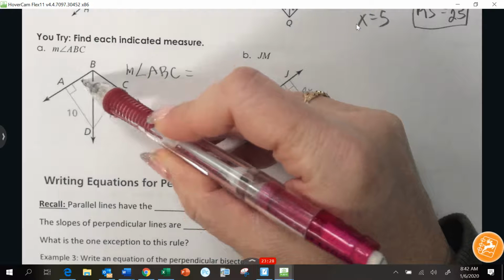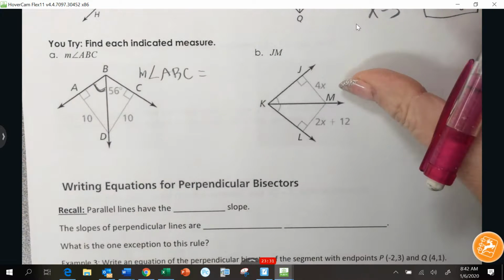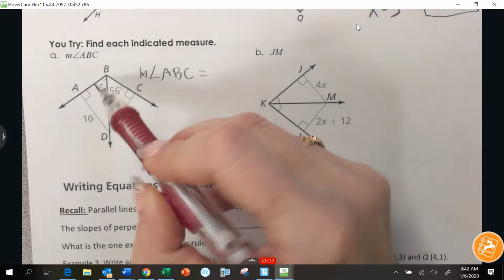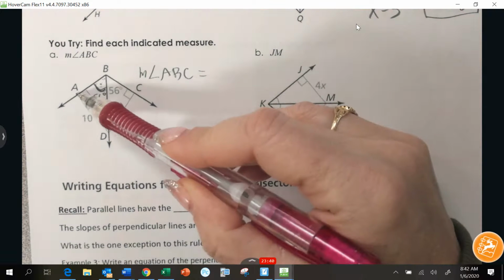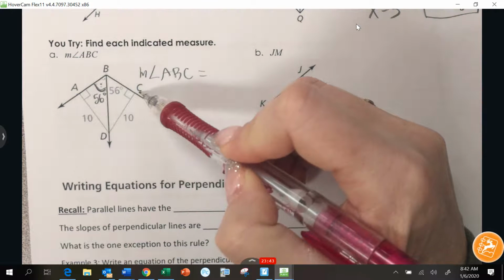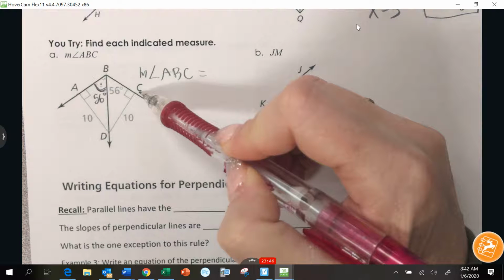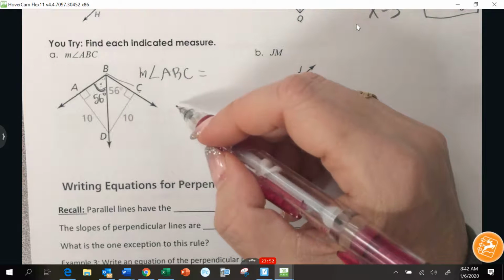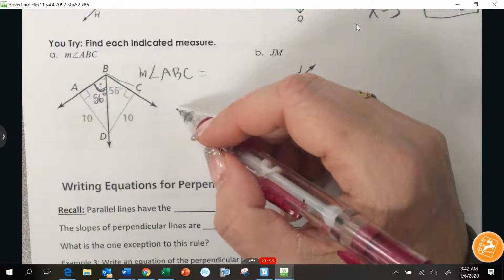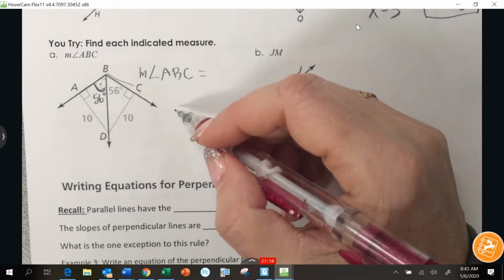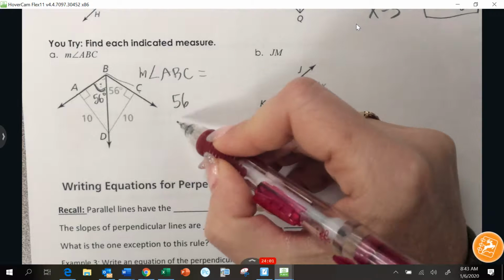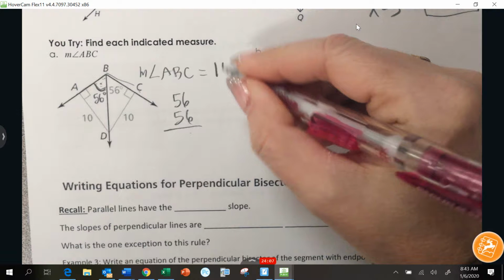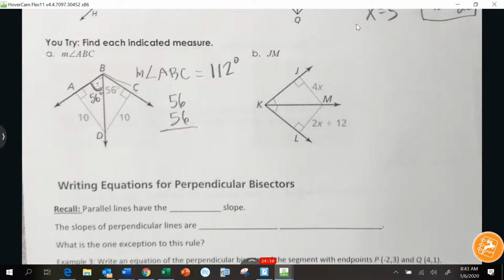Emily, what do you know about this angle right here? It's what? This one right here. It's 56 degrees. So I'm asking to find ABC. Could you tell me it? Mm-hmm. What are you adding? Plus what? Okay. 6 and 6 is 12. Yes, 112. There you go. Good.